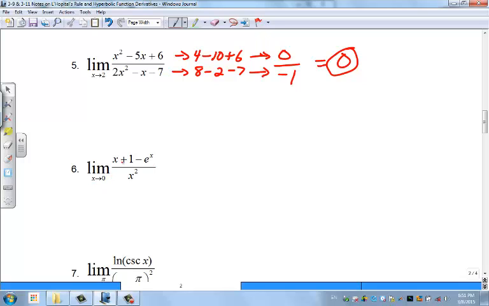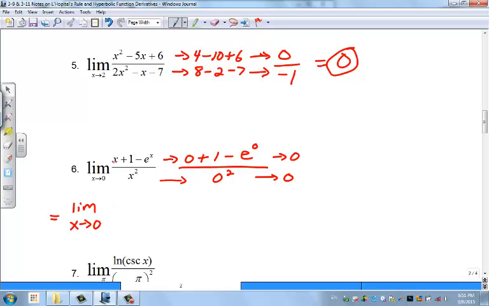All right, so let's look at the next one. The lim x approaches 0 of x plus 1 minus e to the x, over x squared. So in the top, I get 0 plus 1 minus e to the 0. And in the bottom, I get 0 squared. So the top approaches 0, the bottom approaches 0, because the top is 1 minus 1. So I have 0 over 0 here, so I'm going to go ahead and take a derivative. All right, so this is equal to the lim x approaches 0. Derivative of the top, derivative of x is 1. Derivative of e to the x is e to the x. In the bottom, 2x is the derivative of x squared.